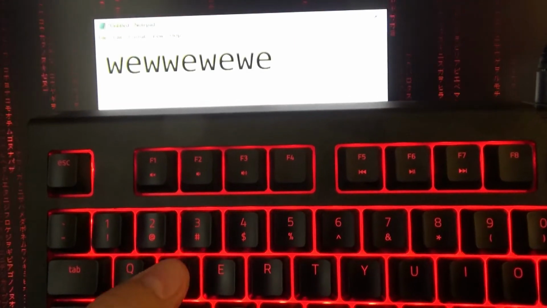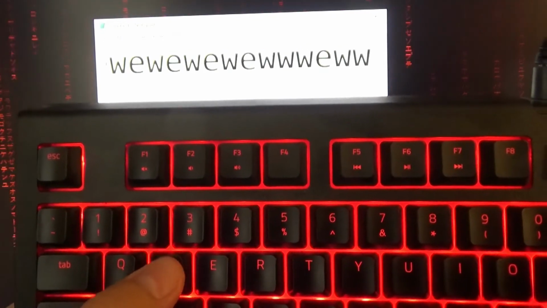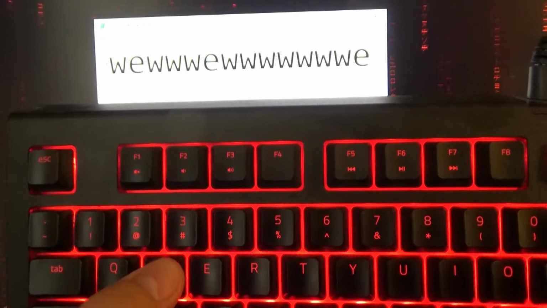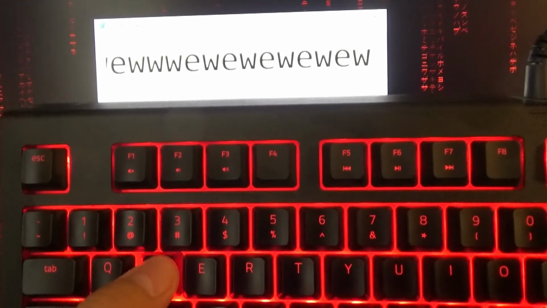Here is a dramatic reenactment of what I am talking about. As you can see, my thumb is nowhere near the E key, and yet almost every time I hit W, it pops up. Big problem when it comes to gaming.